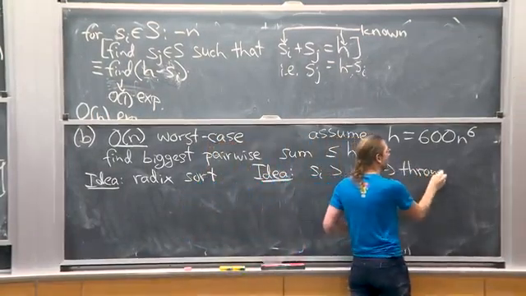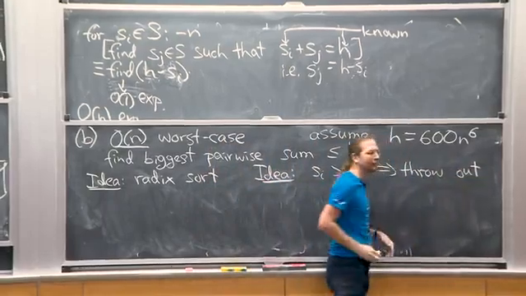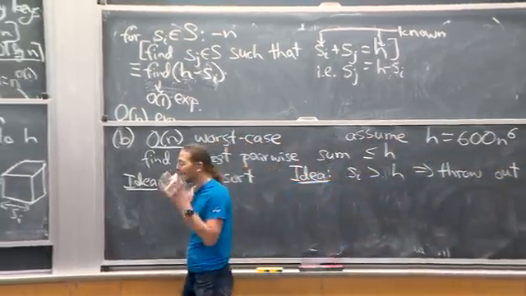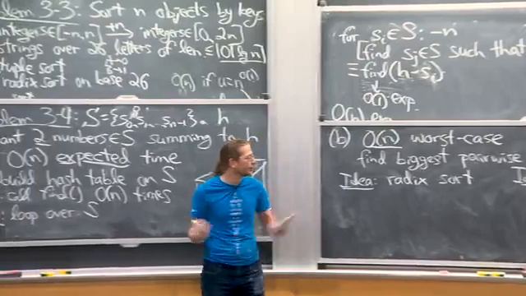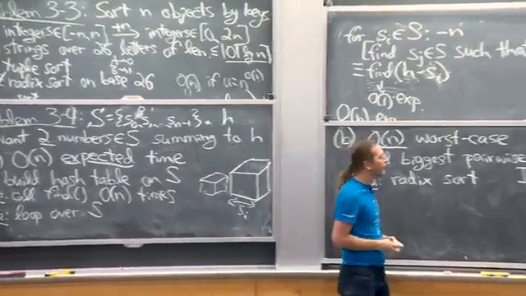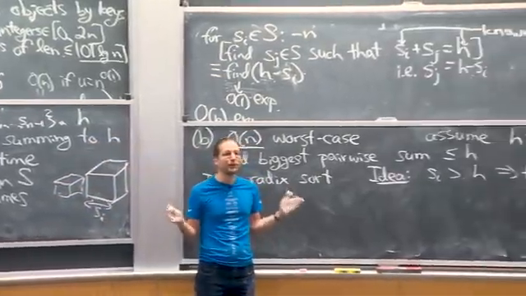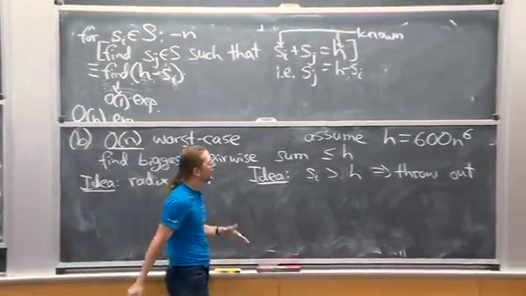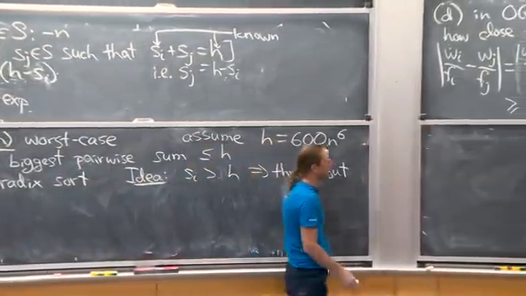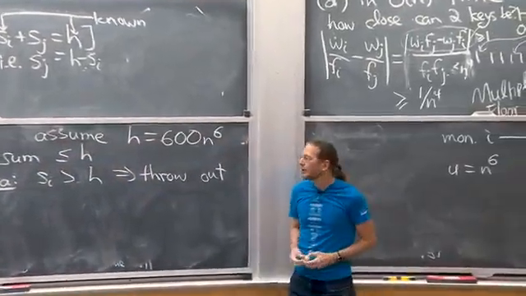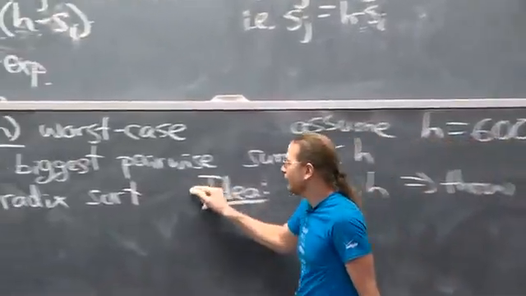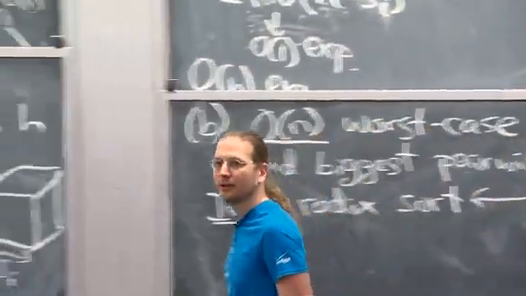So idea number 2 is let's just throw out all the big Sis, anything bigger than H. And that won't change the answer because those can never be in a solution. And now I have all the Sis having the property that they're less than or equal to H. And so they are small, bounded by a fixed polynomial. And now I can apply radix sort. So after this idea, I can apply this idea.